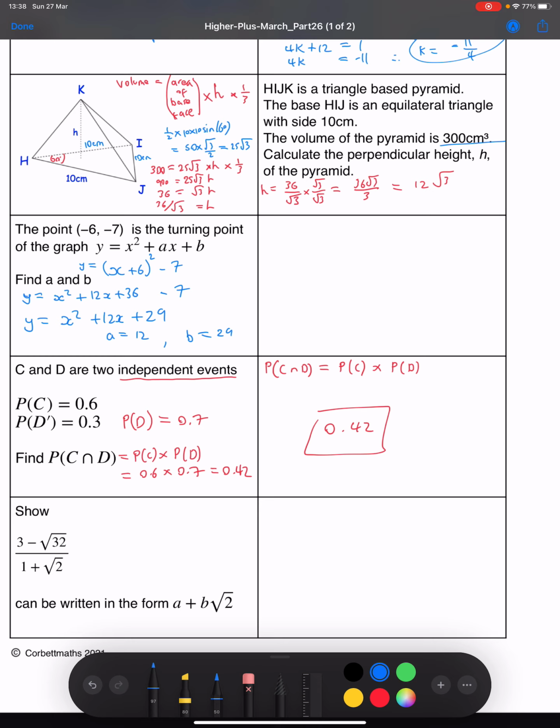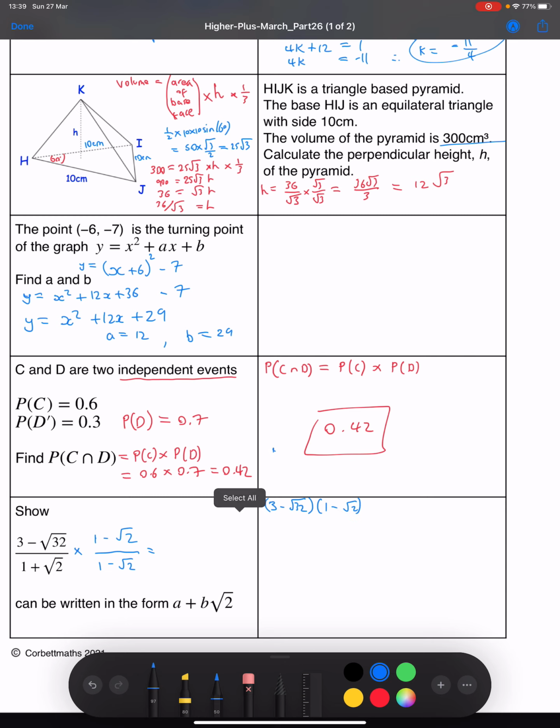We want to show that this can be written in the form a plus b root 2. Good stuff. So we just got to multiply the top and bottom by the conjugate of the bottom, so 1 minus root 2. And then we just need to work out what that is. So we expand the top bit, so that's 3 minus root 32 multiplied by 1 minus root 2.